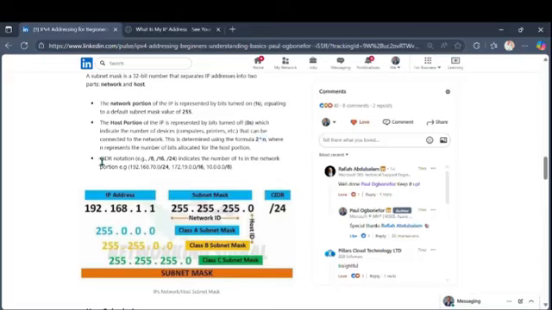devices. Then we have CIDR notation, which is, for example, /24, and indicates the number of ones in the network portion. For example, we have 192.168.70.0. Then we have /24 here. Then we have 172.19.0.0/16, and then we have this /8.